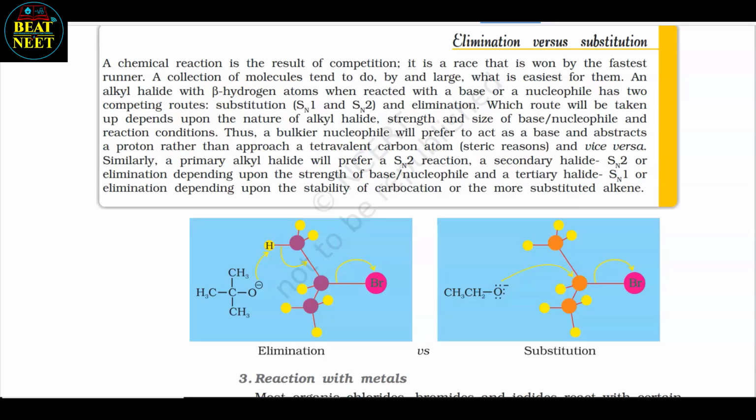Now, elimination versus substitution. A chemical reaction is a result of competition. It is a race that is won by the fastest runner. A collection of molecules tend to do by and large what is easiest for them.